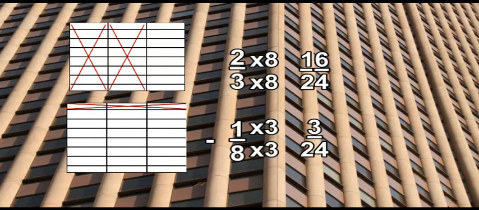Notice that by getting a common denominator, the pieces in the fraction models become the same size. Now we can subtract the numerators because the pieces are equivalent sizes. 16 minus 3 would be 13. The difference of 2/3 and 1/8 would become 13/24.